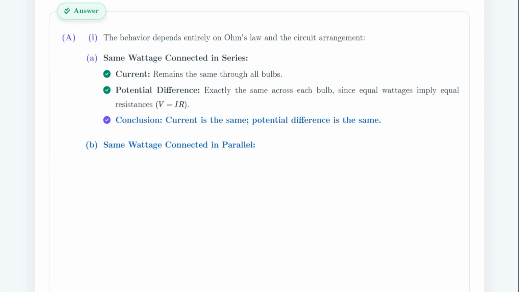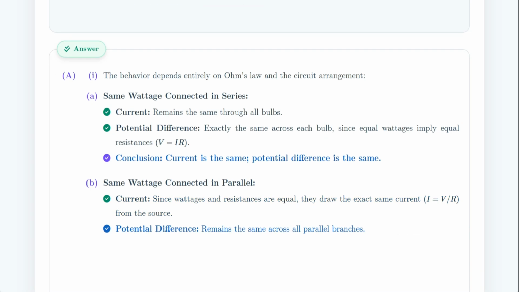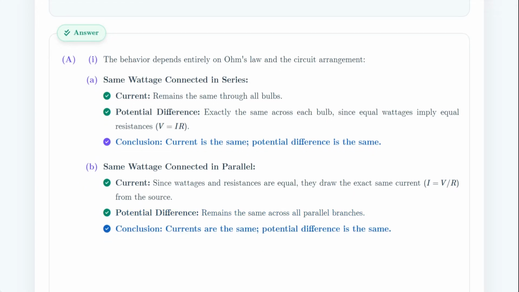For same wattage bulbs in parallel, they draw the exact same current. And the potential difference is always the same across parallel branches. Conclusion: currents are the same, potential difference is the same.